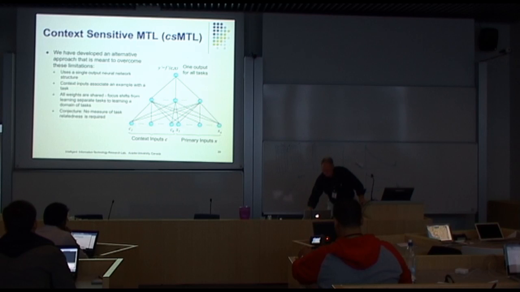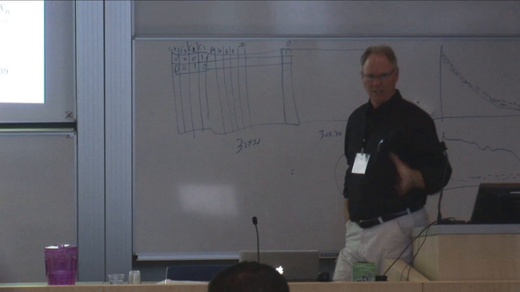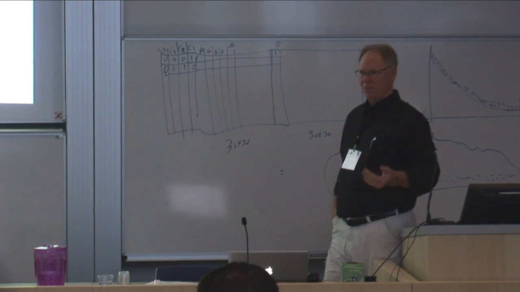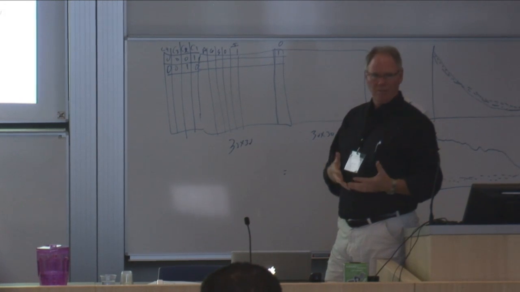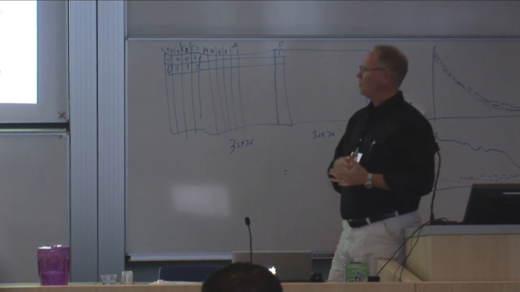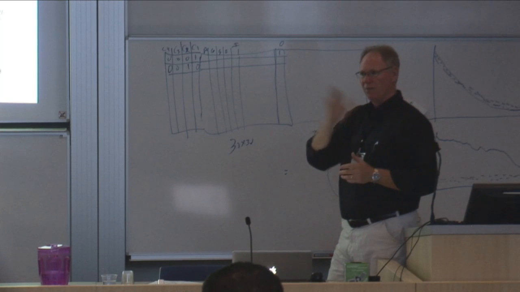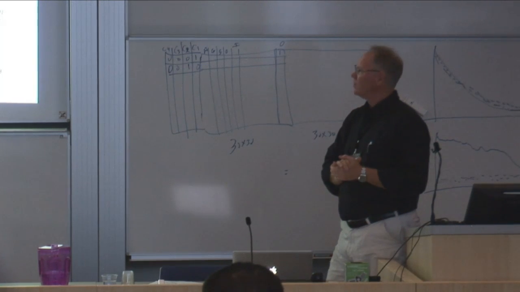And our conjecture was that no measure of task relatedness was required. Well, I can't tell you that directly. We actually have seen variations in the accuracy of the models based upon which tasks are being learned, but the effect is not as dramatic under this paradigm as it was with the multiple outputs.